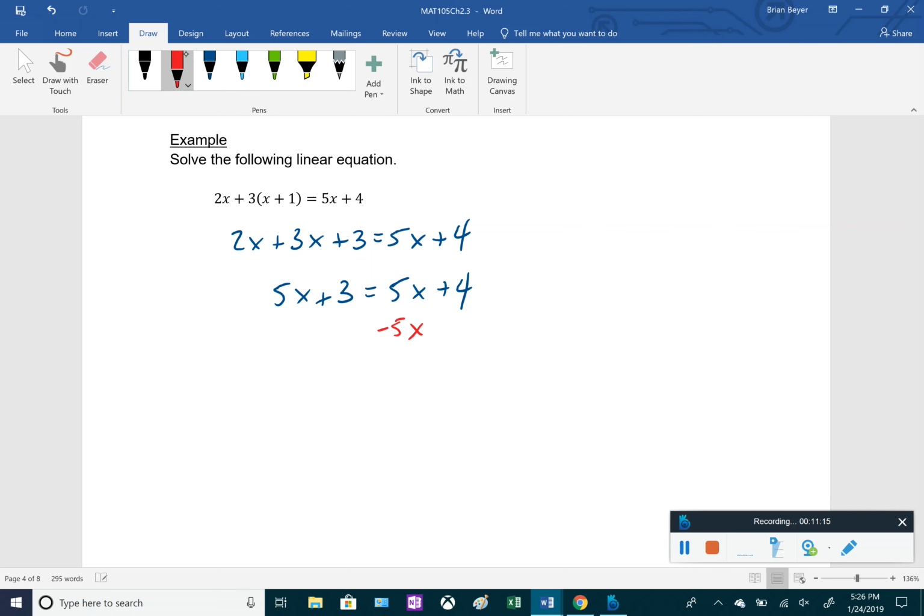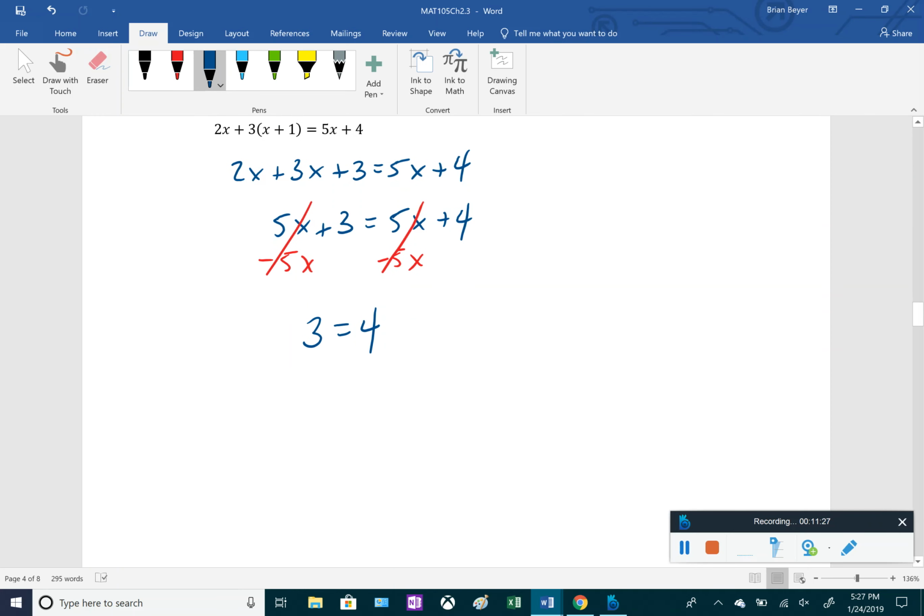Let's say we wanted to subtract 5x on both sides. It would actually cancel on both sides. We'd end up with 3 equals 4. So 3 obviously does not equal 4. So I'm just going to put a little x. So this means there are no solutions. So the variables canceled off and we got a false statement. 3 does not equal 4. So no matter what value of x we plug in, this equation will never be true.